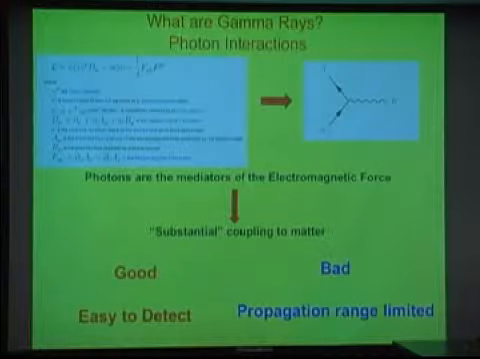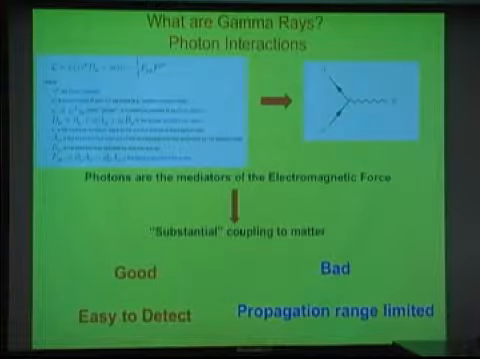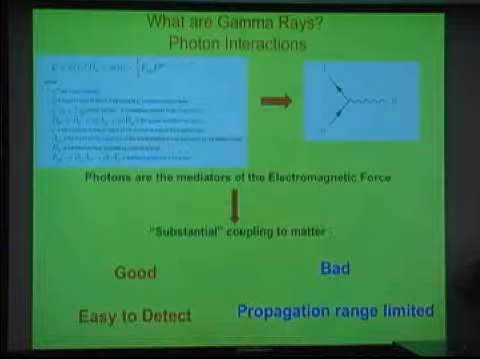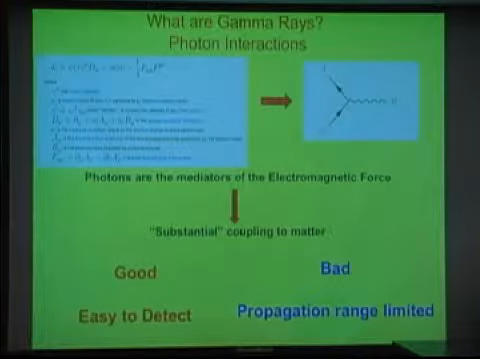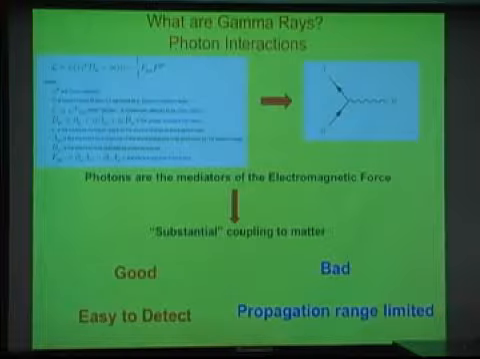Gamma rays are photons, and as such, couple as photons. They are mediators of the electromagnetic force, which has great relevance to the everyday world, much more so than some other particles that I'll briefly mention. They have substantial coupling to matter. That has good ramifications: they're easy to detect. Also, perhaps somewhat detrimental ramifications: they don't propagate very far through matter.